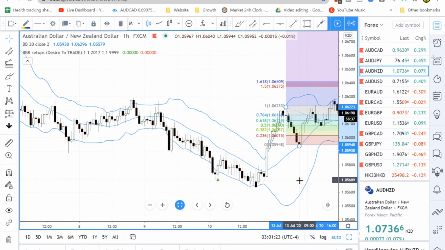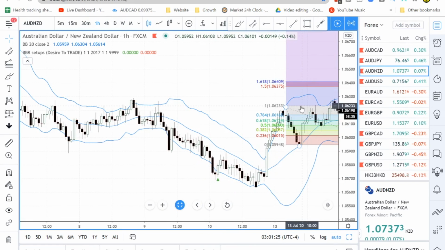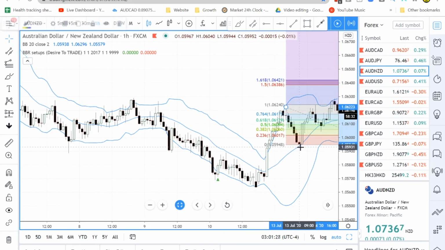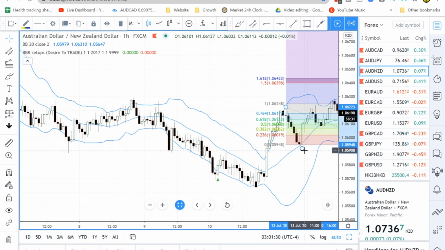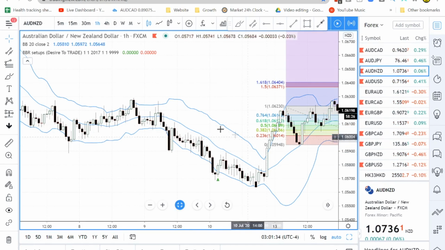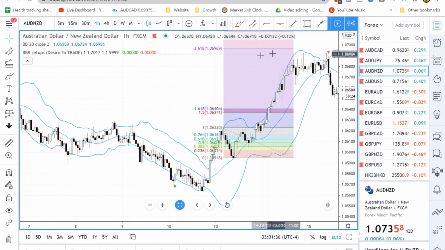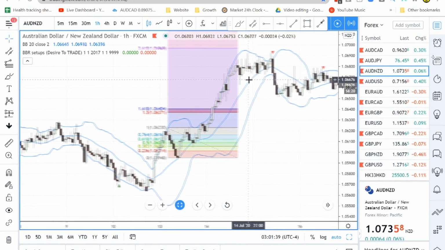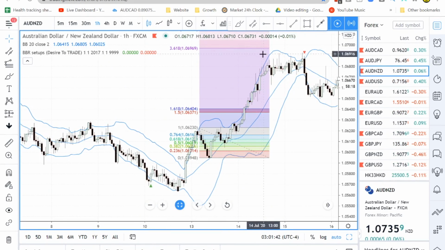So let me just see if it's placed properly. This goes a little bit lower. There we go. And basically, we look to exit at this extension in the trend. So you'll see that price here almost went back down at the 3.618. So that could be a way to exit your trade as well.